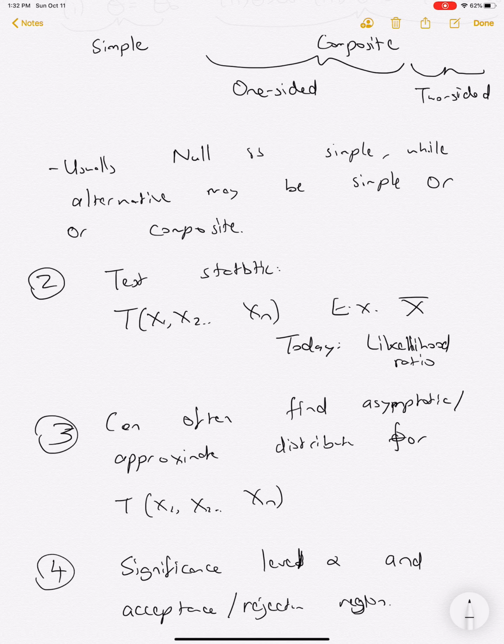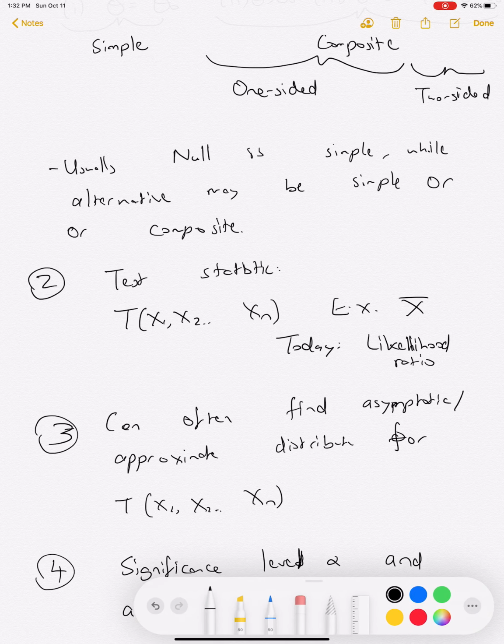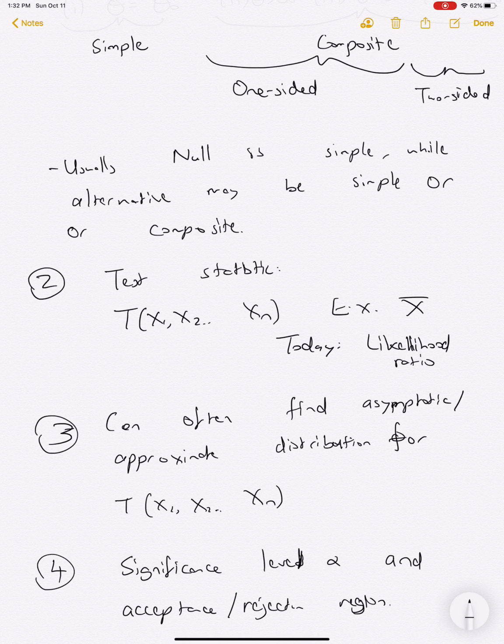And we can often find the asymptotic distribution, or approximate distribution, for T of x1 through to xn, under H0 or H1. So typically the H0 or H1 tells you what the theta value is, and then using that you can determine what the distribution is for the null for the test statistic.